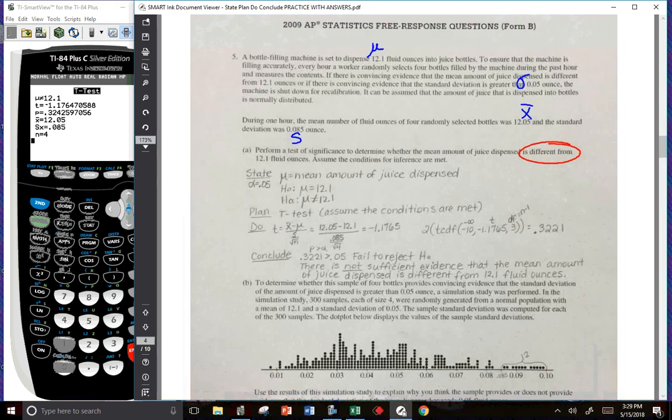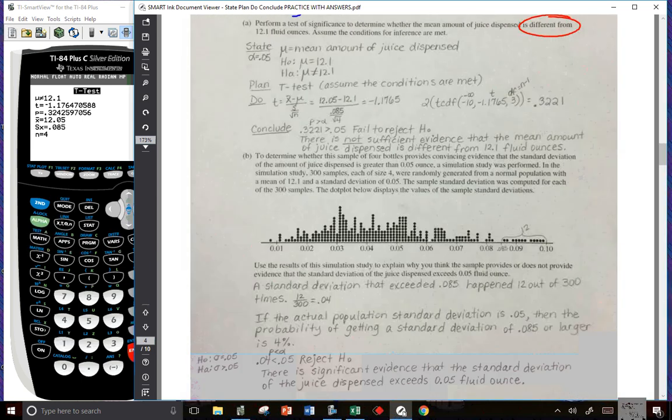Okay, so a standard deviation that exceeds our sample standard deviation of 0.085 happened 12 out of 300 times, which is 4% of the time. If the actual population standard deviation really is 0.05, then the probability of getting a standard deviation that's that sample standard deviation, that 0.085 or larger, is 4% of the time that's going to happen just by chance. So 4% is less than our alpha level of 5%, so aren't we rejecting? So then we do have evidence for the alternative.